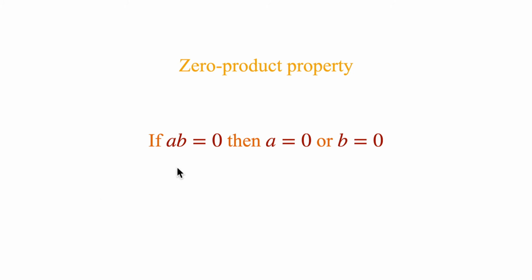And another property which is very important is the so-called zero product property, which is quite simple, and I'm sure you have applied this many times. It simply tells you that if a product of some factors is equal to 0, then at least one of the factors must be equal to 0.